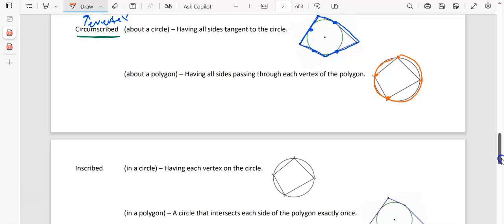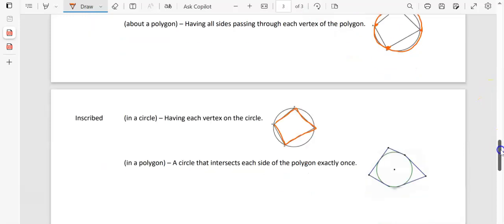And if I have a circumscribed circle, it's an inscribed polygon. So here is my circumscribed circle. The circle is going around the polygon, and so that means it's an inscribed quadrilateral or an inscribed polygon. The polygon is inside. The circumscribed polygon becomes an inscribed circle. So a circle that intersects each side of the polygon once, the circle this time is inside.